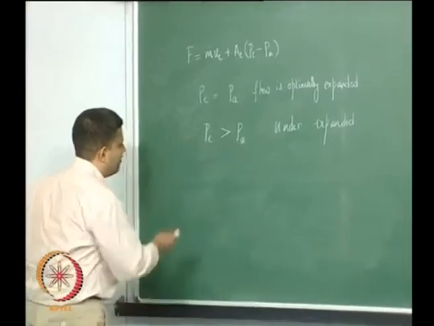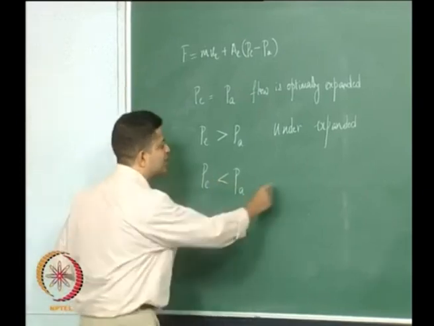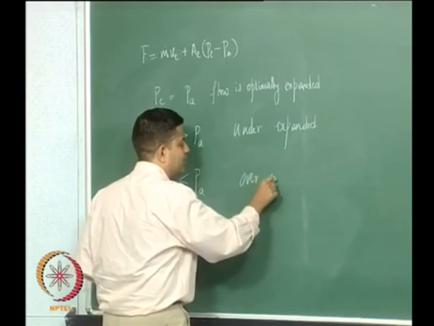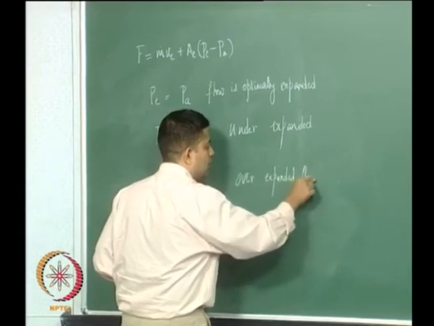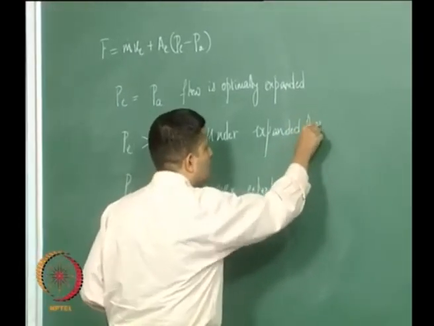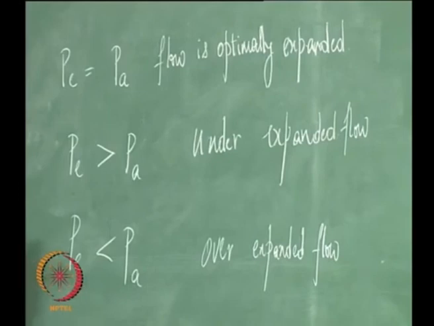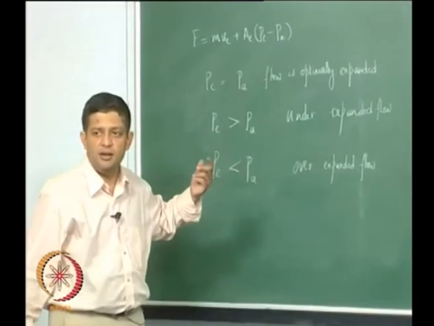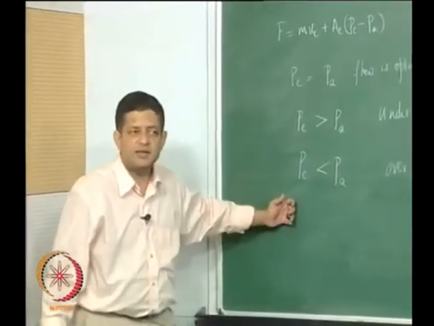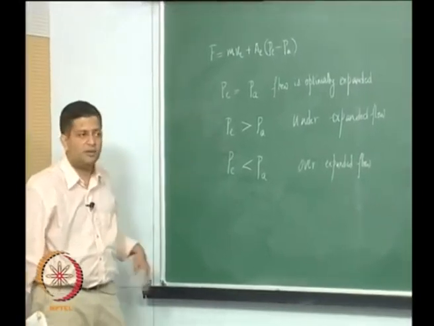And when PE is less than PA, it is over expanded flow. Here we have taken it lower than PA, and therefore it is over expanded. So now let us look at what happens inside the CD nozzle when all these three conditions take place, I mean, what will happen to the flow when these things happen.